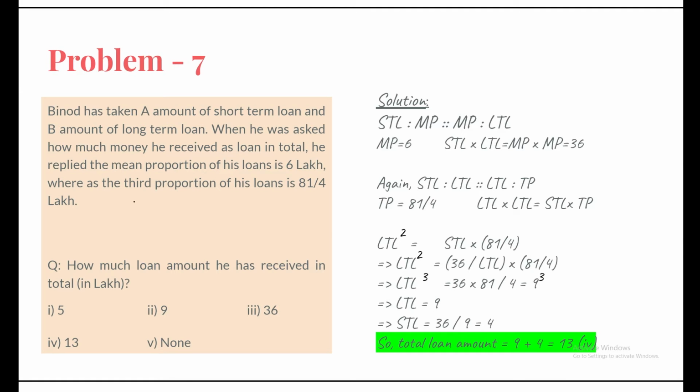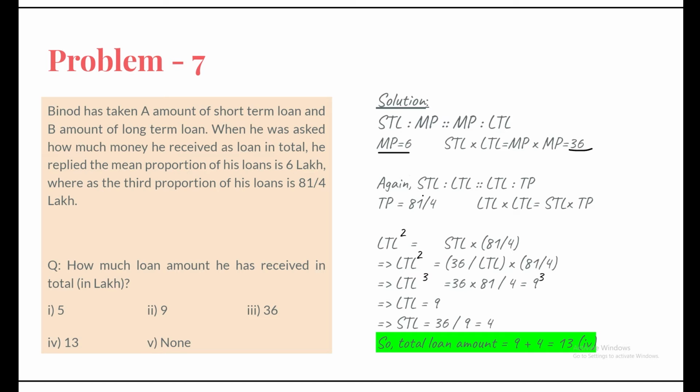As mean proportion and third proportion concepts are here, we have to identify how it was mentioned. Vinod mentioned that the mean proportion of both the loans is 6 lakh. That means short-term loan is to mean proportion as mean proportion is to long-term loan. So here the mean proportion is 6. The multiplication of extremes and multiplication of means will be the same. So here we get STL into LTL is equal to mean proportion into mean proportion, 6 into 6, that is 36.